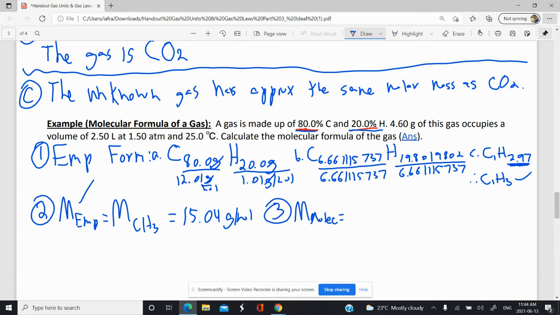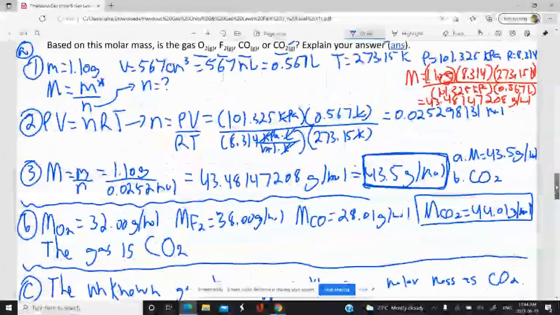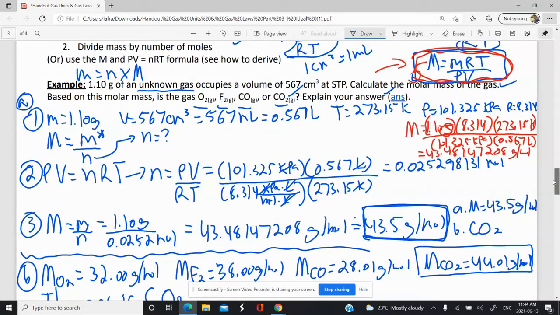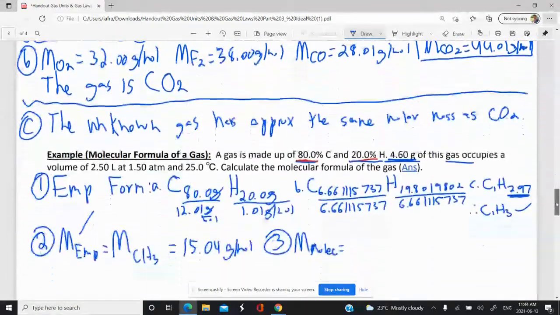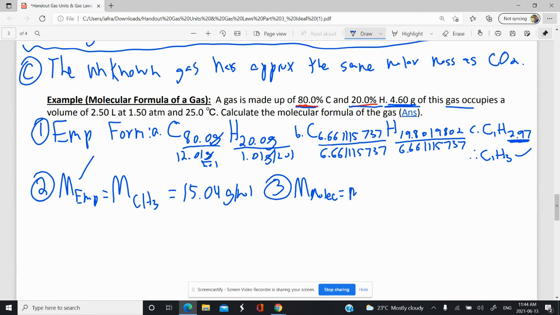And we can find that because we have it as a gas. So 4.6 grams of this gas occupies a volume of that at 1.5 atm and 25.0 degrees Celsius. Find the molecular formula. So we need to find the molar mass of the molecular. We know the molar mass is mass times R times T divided by PV. So M equals mRT over PV.